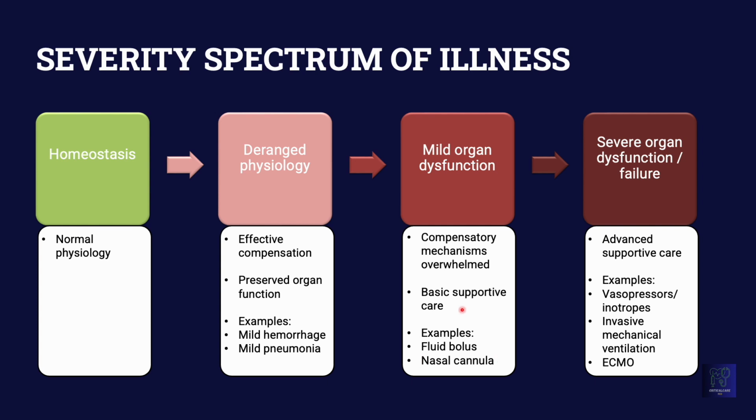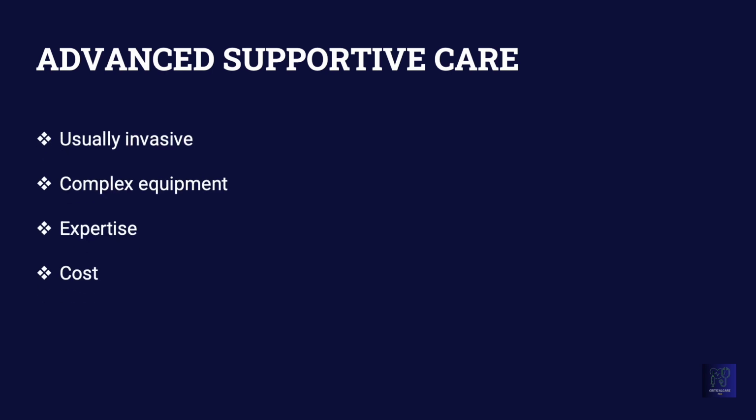But as the disease process continues to get worse, we start seeing signs of severe organ dysfunction or failure. In such advanced stage, patients need high level of supportive care. For example, invasive mechanical ventilation. Let's understand what makes supportive care advanced. Let's look at some features.